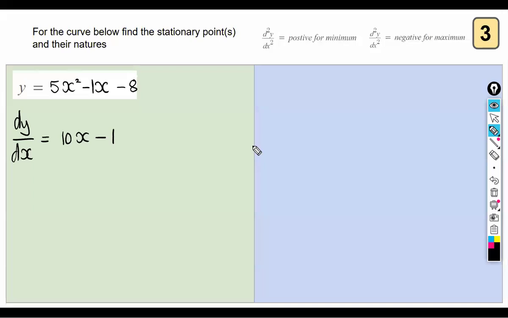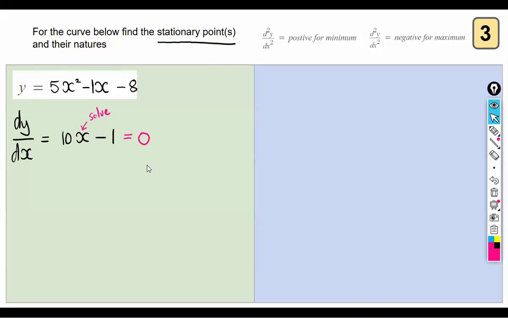So the minute they start to talk about stationary points, once you get the expression for dy dx, you always put it equal to what? 0, always, without even thinking about it too much. You always put that, and you always do what? Solve for x. You always solve for x here.